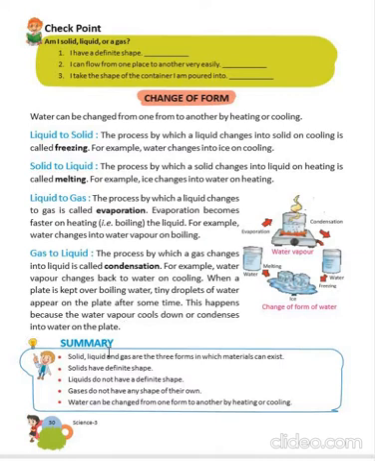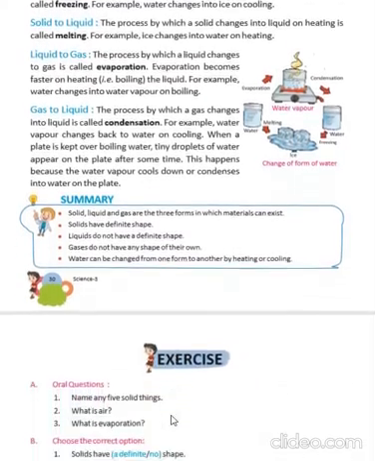Now come to summary. Solid, liquid and gas. These are the three forms in which any material can exist. Solids have definite shape. Liquids do not have a definite shape. Gases do not have any shape of their own. Water can be changed from one form to another by heating or cooling.